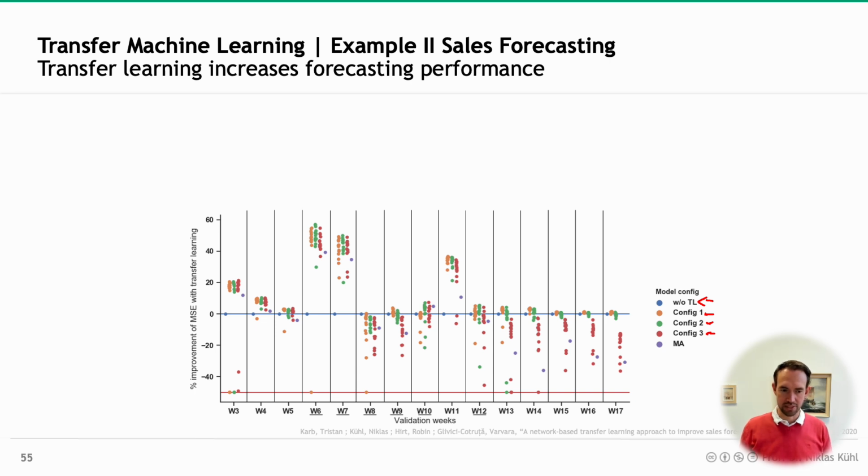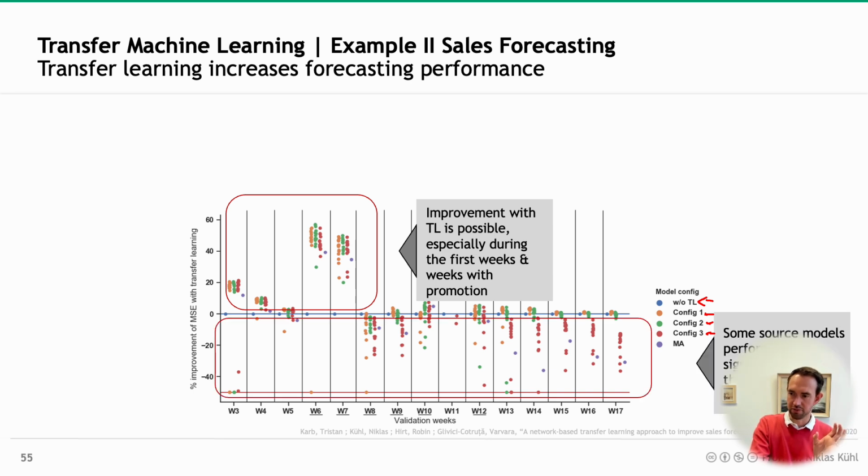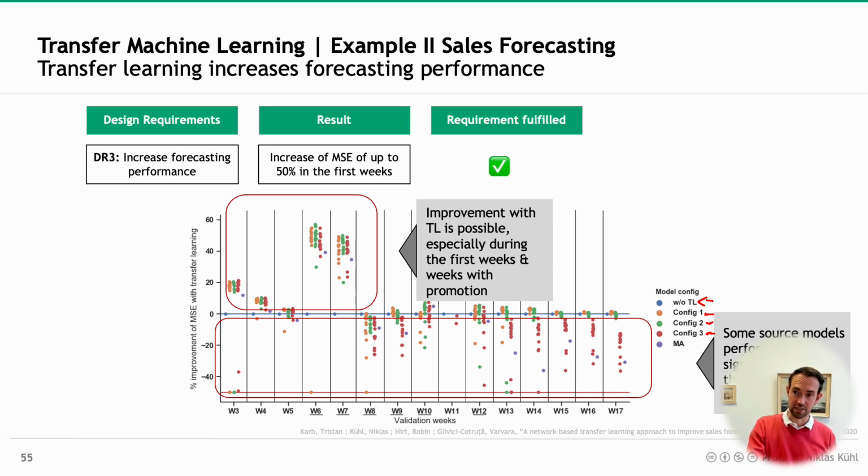And oh, by the way, those ones that are underlined here are weeks where we had promotional data. So what we can see first off is that there's definitely improvement possible with transfer learning, especially during the first weeks and weeks with promotion. But what we can also see over time is that some source models perform significantly worse than the remaining models. So to answer our result again, yes, we could heavily increase. In this case, it was the MSE of up to 50% in the first 2 weeks by utilizing transfer learning. But again, then later we can also see that models without transfer were not working as well.